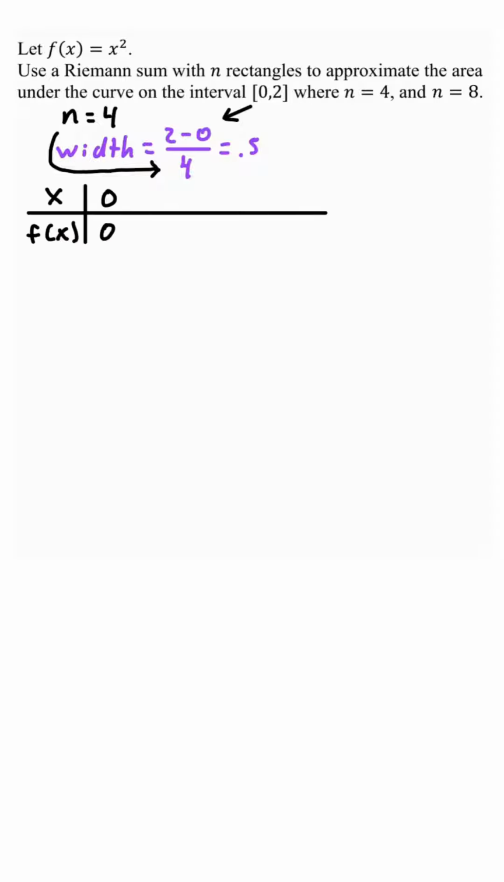We're going to start at x equals 0, because that's where our interval starts. We're going to find the corresponding f of x values. Then for the x values, we're going to constantly add by 0.5 until we get to x equals 2, where our interval ends, and find the corresponding f of x value.